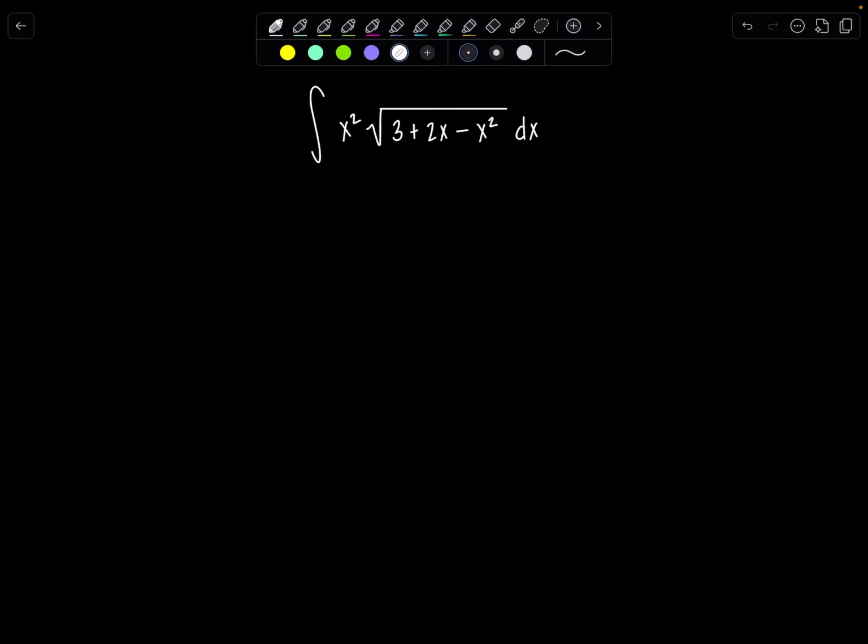We have the indefinite integral of x squared times the square root of 3 plus 2x minus x squared dx. This one's a bit of a doozy, so get comfy, and I'm just going to jump right in.